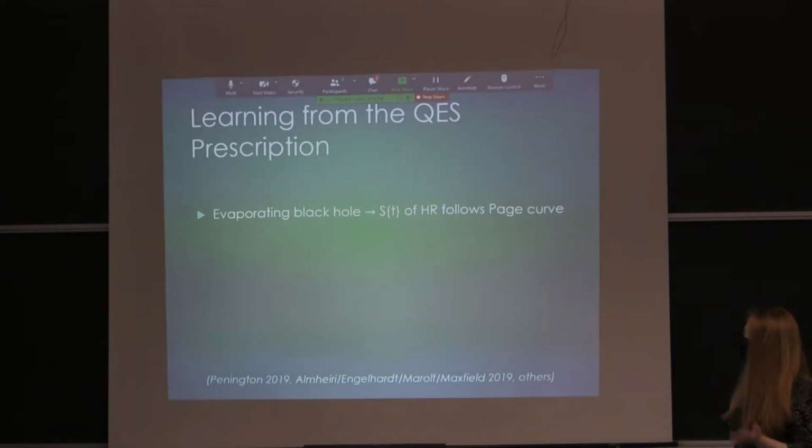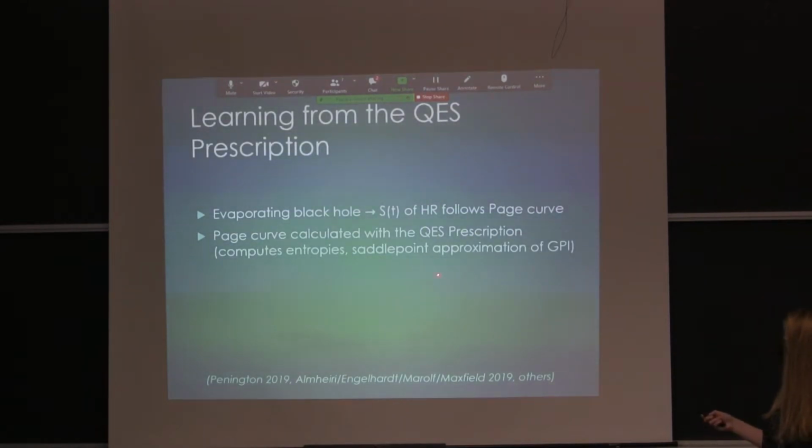And over the past couple years, there's been a lot of progress in understanding how to derive the Page curve using a particular technique, the quantum extremal surface prescription. And this is a prescription for computing entropies that I'll explain in more detail in a moment. It is an AdS/CFT relation, or you can view it as a saddle point approximation of the gravitational path integral.